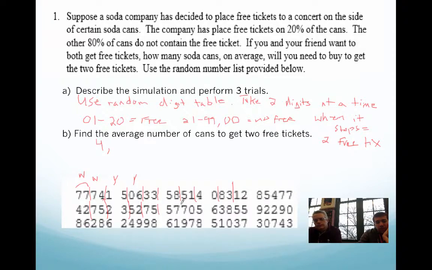75, no. 57, no. 70, no. 56, no. This is not a good row. 38, no. 55, no. 92, 29, 08. 08, that's a win. 62, 86, 24, 99, 86. Hey, here's our second win.